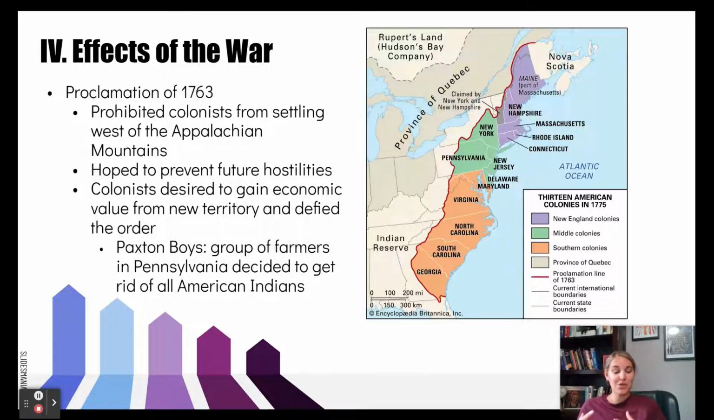They don't want to have to keep their military there to continue to put down American Indian uprisings because it's expensive and the British are already in debt. The colonists, however, desired to gain the economic value from this new territory.